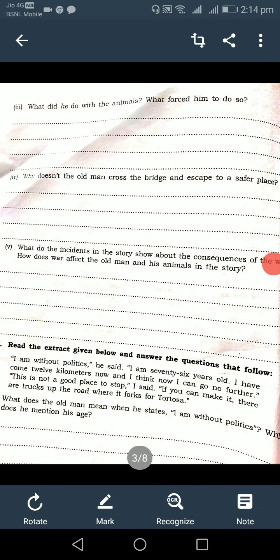The old man doesn't cross the bridge and escape to a safer place because he had already traveled 12 kilometers. So he was too tired to go any further. He was weak. The old man had no family, and he had also left his animals behind. He felt helpless as he could not save his animals. So he surrendered himself to his fate.